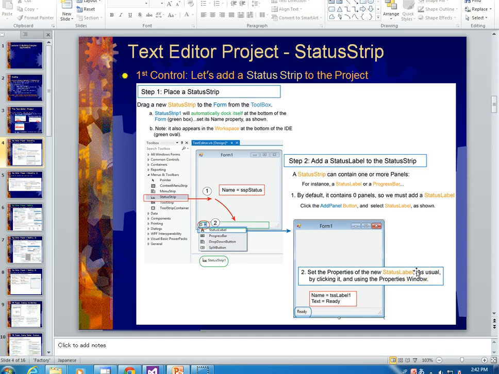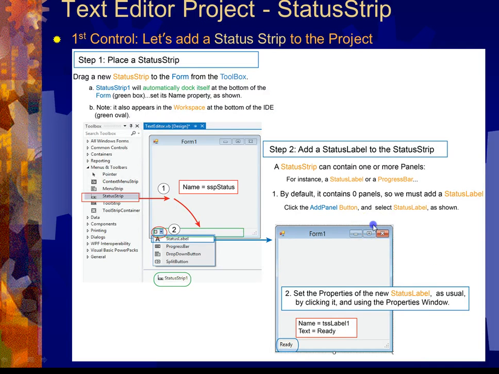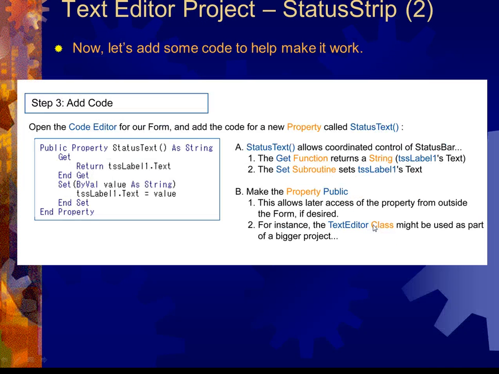Any questions on this? All right, let's go on. Okay, now add this code. Open the code editor for our form and add this code. Now, before you do it though, well, okay, go ahead and type it first and then we'll do it. So add this code. Sorry? It's written in the text editor.db. Yes, just in the form.